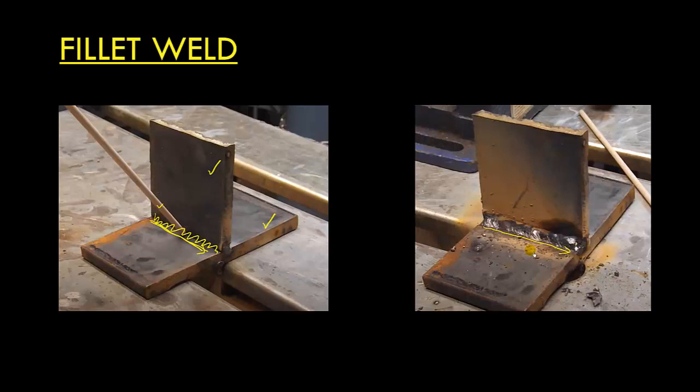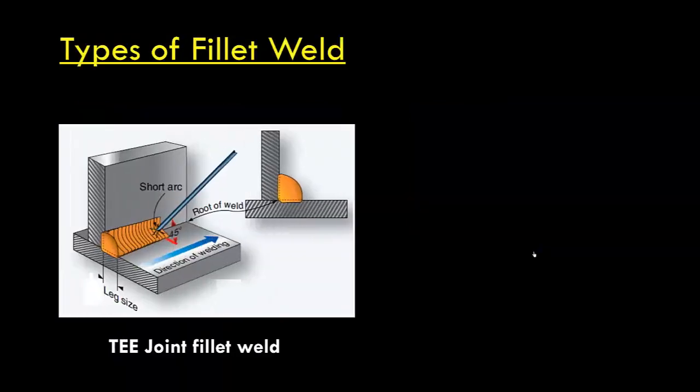A fillet weld itself can have different orientations or types. For example, we can have a T-joint fillet weld. What we have shown earlier is an example of one plate perpendicular to the other plate, and this is an example of a T-joint, because it makes a T kind of connection.